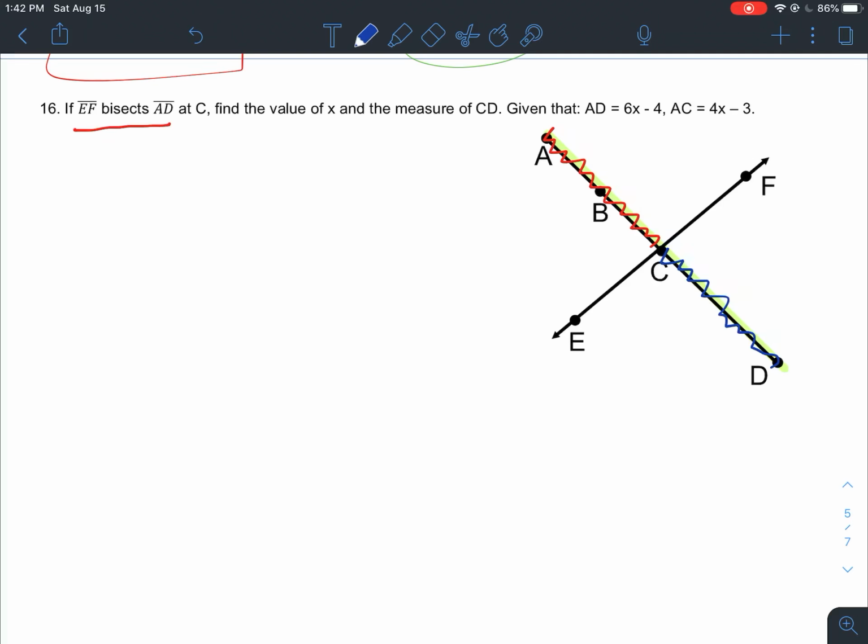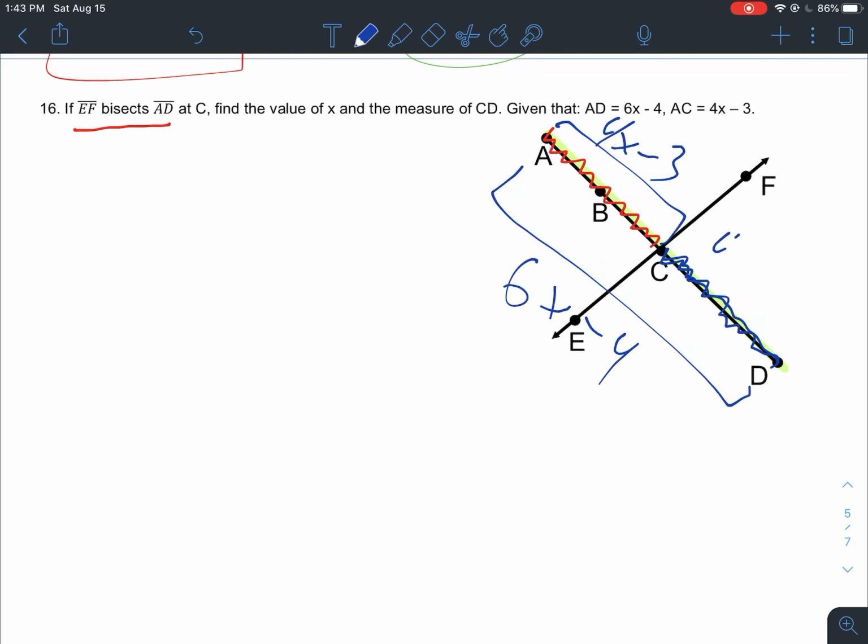Okay? So the picture here, they don't tell us a whole lot of information, but they do tell us that AD is 6x minus 4 and that AC is 4x minus 3. So just look at the picture. Are those two segments equal? I hope you're not saying yes. But what is equal to the red segment? What is equal to AC? Well, that would be this segment over here, CD. So if that's 4x minus 3, I could put another 4x minus 3 right here.